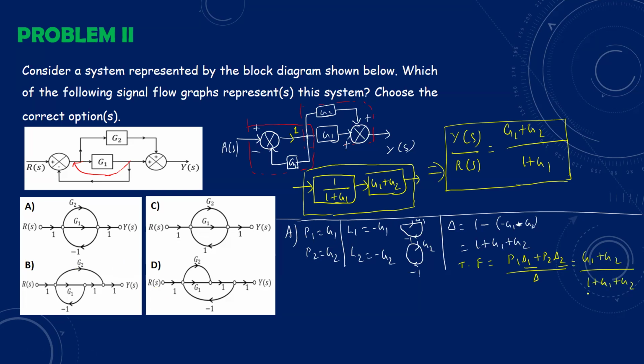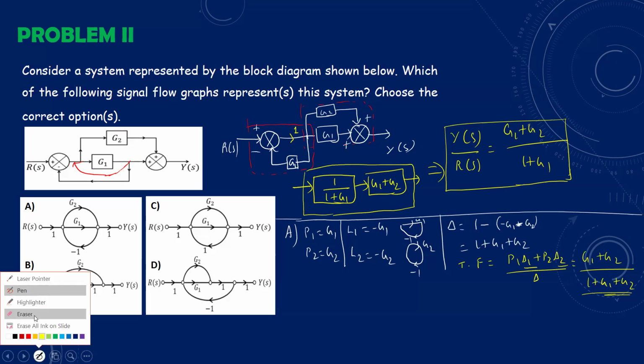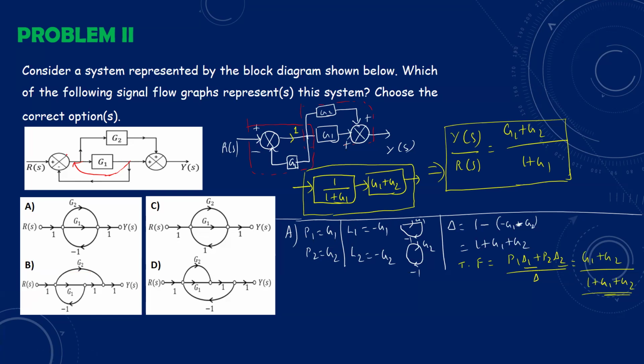Let me compare this transfer function with the block diagram reduced transfer function. It is not equal, so we can conclude option A is not correct. Okay, so let me check with option B.